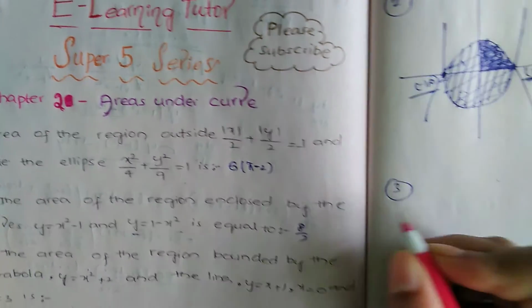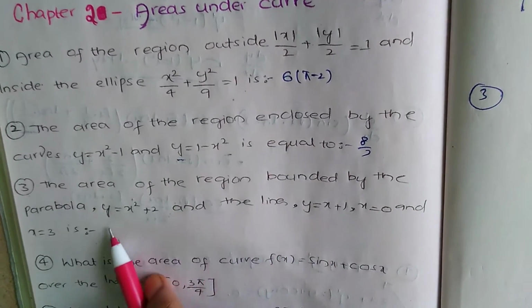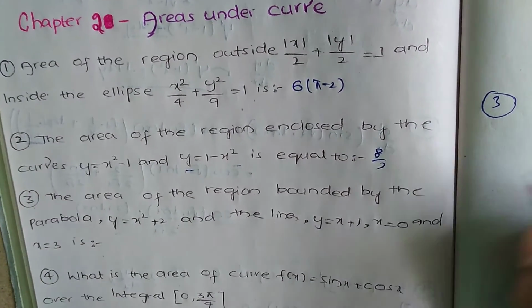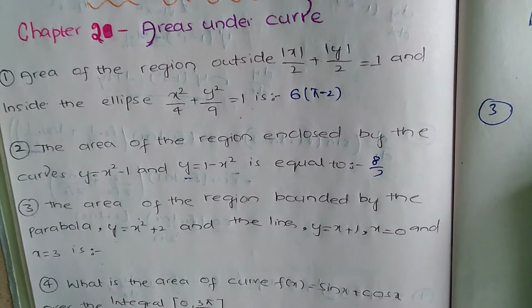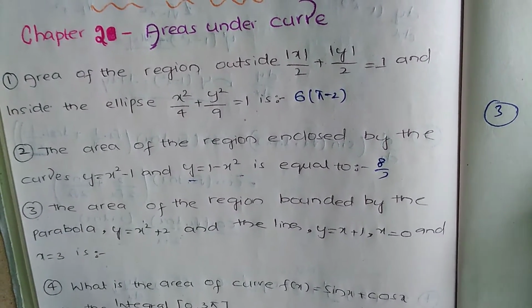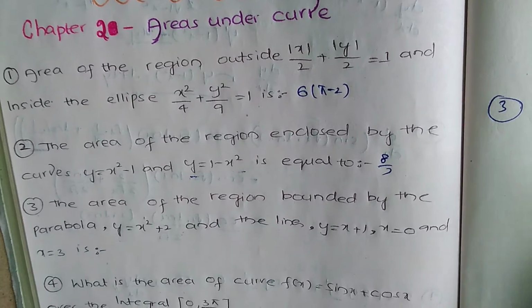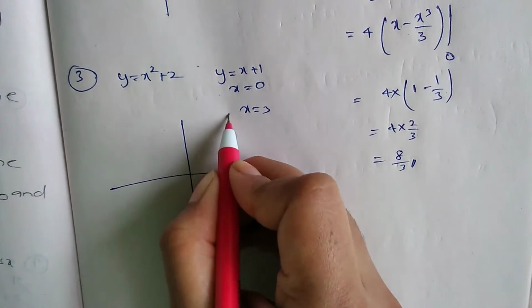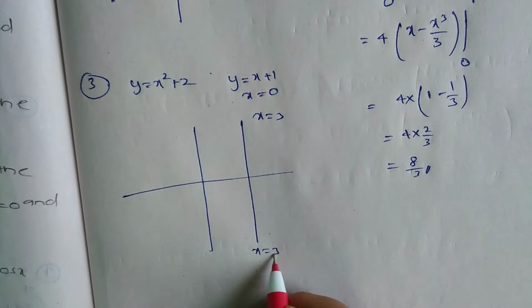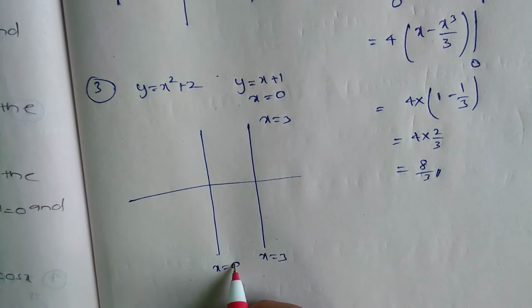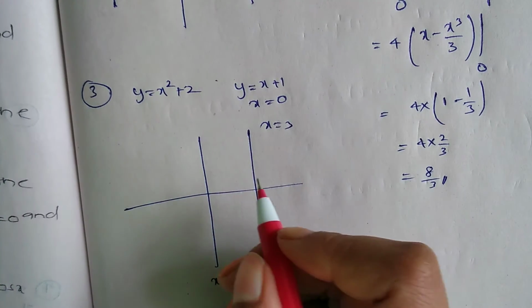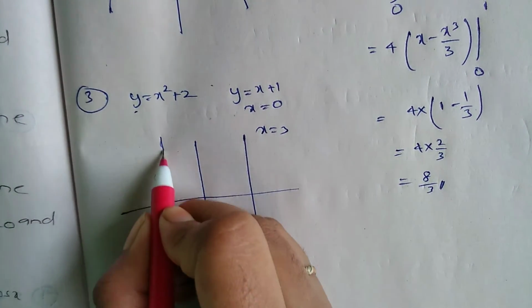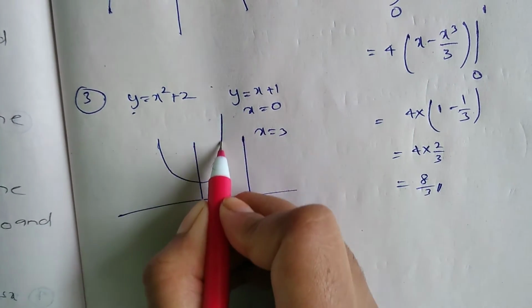Okay, third question. The area of the region bounded by the parabola y = x² + 2 and the lines y = x + 1, x = 0, x = 3. Okay, look here. First you draw the line x = 3. This is x = 3, this is x = 0. How will the parabola look? y = x² + 2.